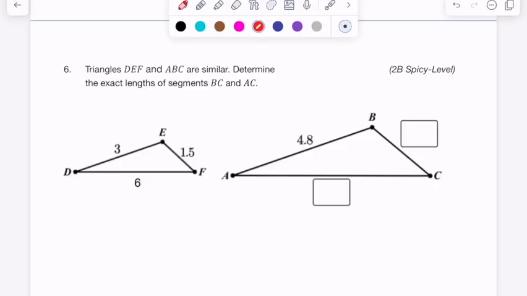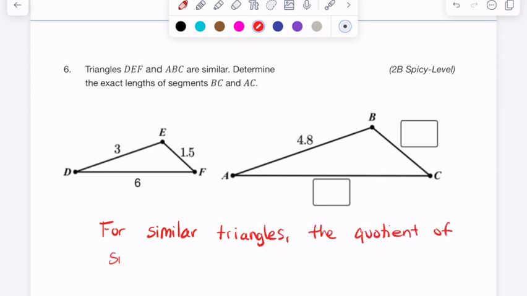Cool. I now have a spicy level question for testing similarities of polygons and triangles. We have the triangles DEF and ABC are similar. Determine the exact lengths of the segments BC and AC. Okay, so for this, we know that when we have similar triangles, the quotients of the side lengths are equivalent. And this is connected to slope, which is why these are mixed together. It's an important concept for similar triangles. The quotient of side lengths, really of corresponding side lengths, ones that match up, are the same.